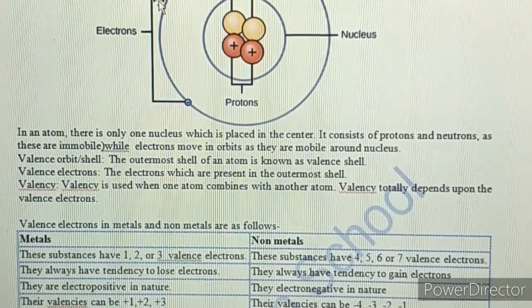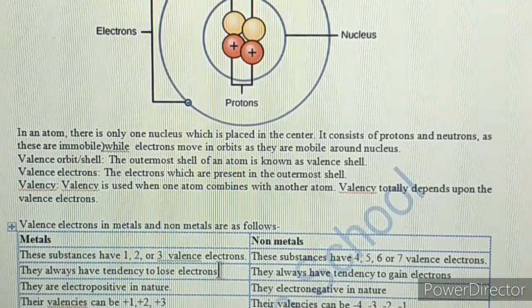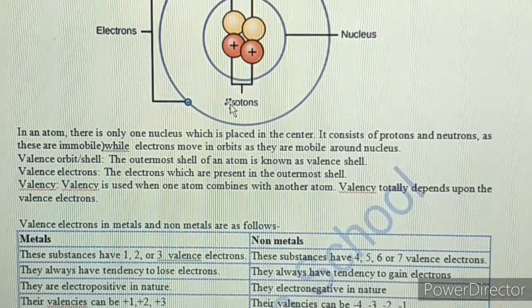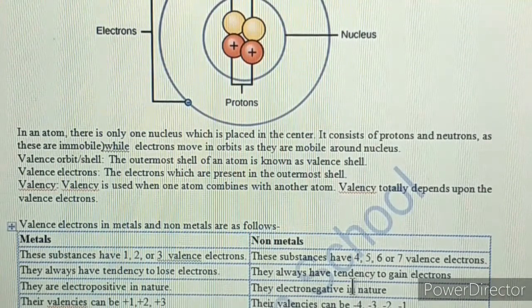They always try to lose themselves and stabilize themselves. They want to lose electrons. So metals always have a tendency to lose electrons. Whatever they have in the valence shell, they want to lose them. And these non-metals always have a tendency to gain electrons. Their valence shell has either 4, 5, 6, or 7 electrons, so they have a tendency to gain electrons.